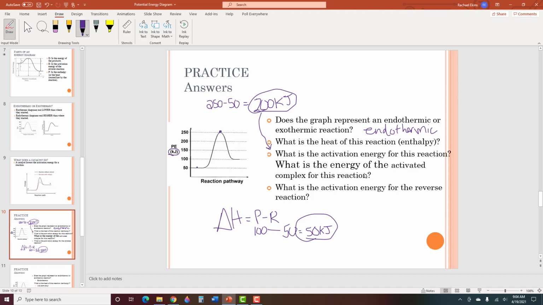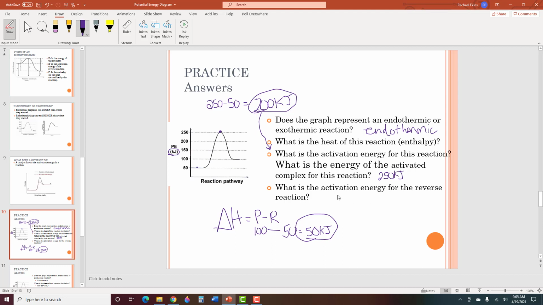What's the energy of the activated complex? That's easy, no subtraction. So the activated complex or transition state is right here at the top. That's when the molecules are not yet reacted, they're kind of in a clump together, and so that would be 250.